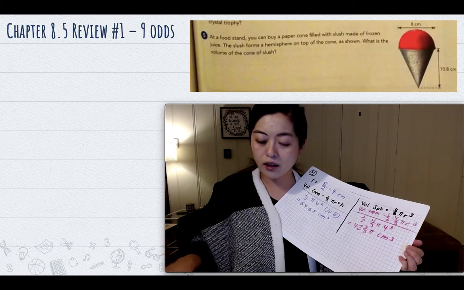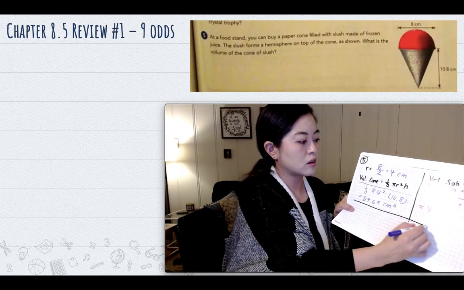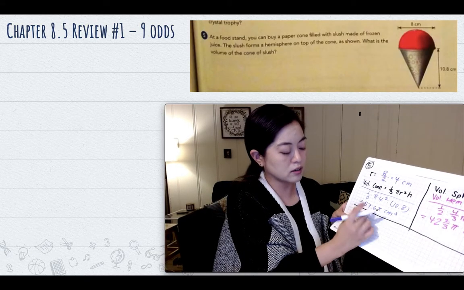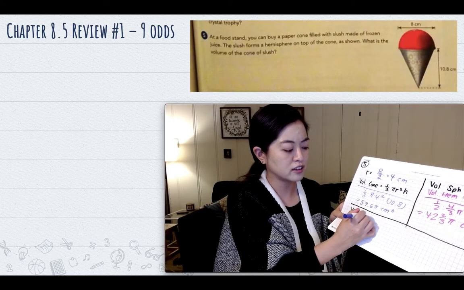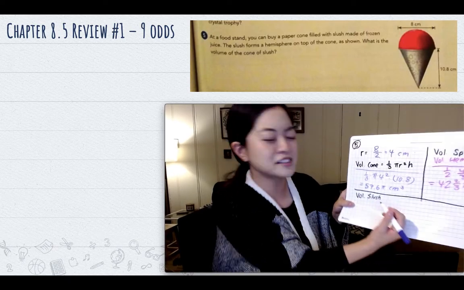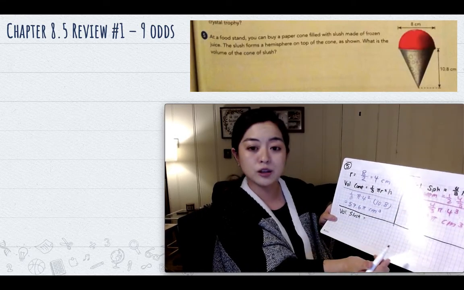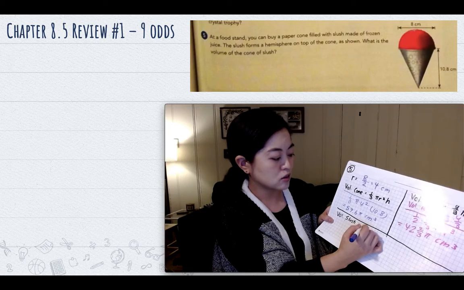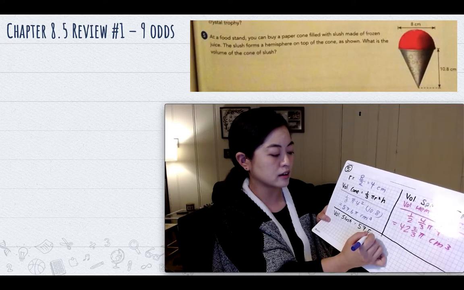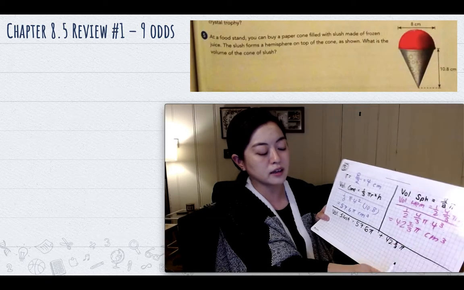And now to find the volume of the slushy cone, or I'll just say slush. Did they say slush or slushy? Slush. You have to take the volume of the cone plus the volume of the hemisphere. And so we're going to input our exact values that we got, plus 42 2/3 pi.